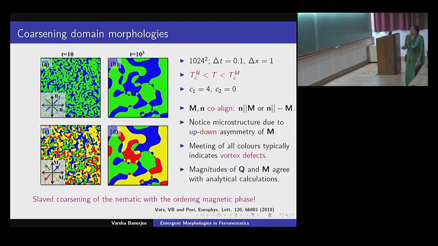And we find that all these magnitudes agree very well with the analytic calculations. So what's the moral of the story here? There's slaved coarsening of the nematic with the ordering magnetic phase. Okay? So the magnetic phase is supposed to order because of the quench that has been chosen. But because of the magneto-nematic coupling, the disordered phase of the nematics, the liquid crystal molecules, which is the isotropic phase, is forced to order, and that's what we are calling slaved coarsening.